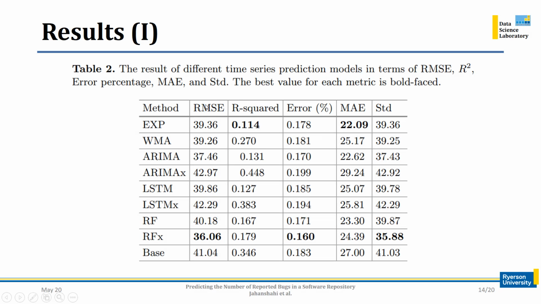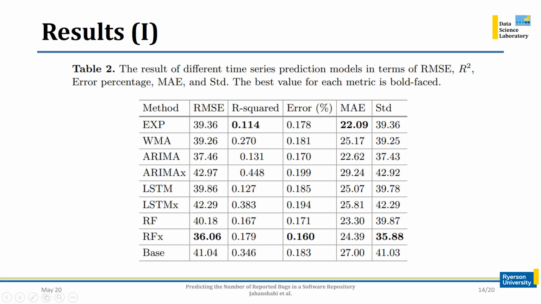Table 2 shows the performance of each method. We had EXP, WMA, ARIMA, and ARIMA X and LSTM X means that they are using also exogenous variables. ARIMA by itself doesn't use any exogenous variable, but when we add X to the name of any method here, it means that we are also including exogenous variable.